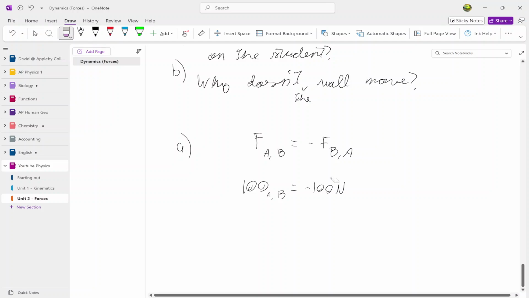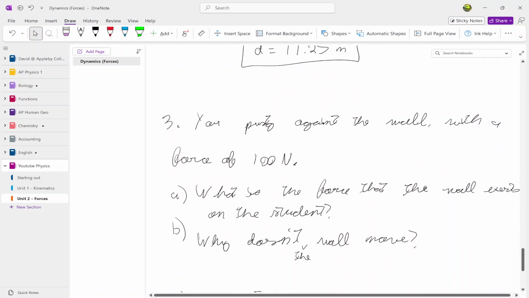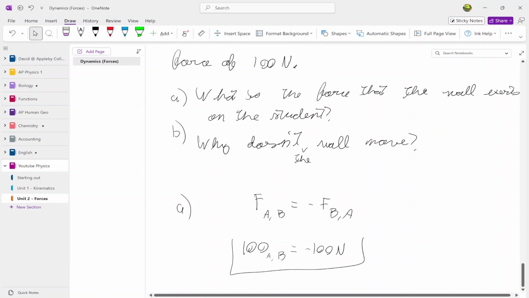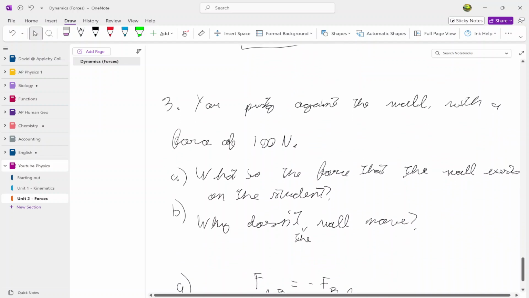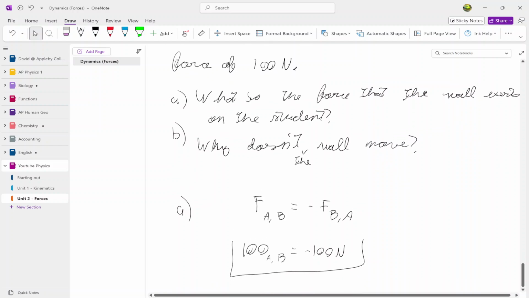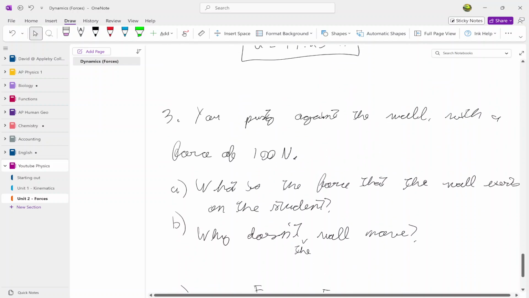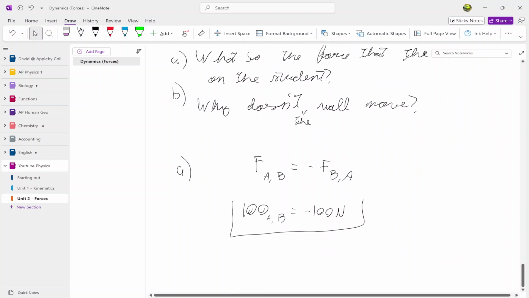And this just refers to the actual direction of the force. It doesn't actually have to do with quantity. Remember, with forces, they're vectors. Therefore, the sign doesn't refer to the quantity, it refers to direction. So the force that the wall exerts on the student is negative 100 newtons to the left, depending on where you push. But it will be negative 100 newtons.